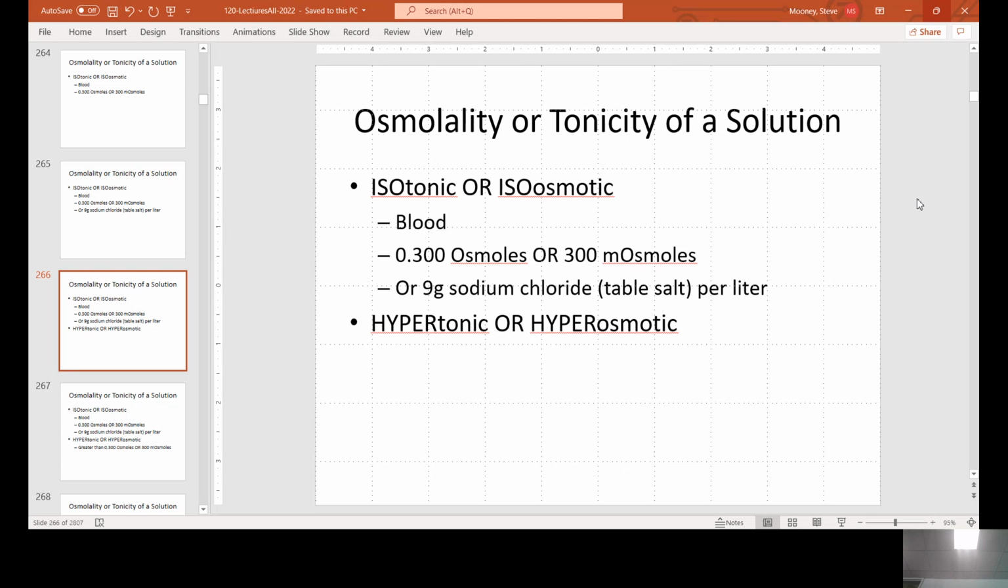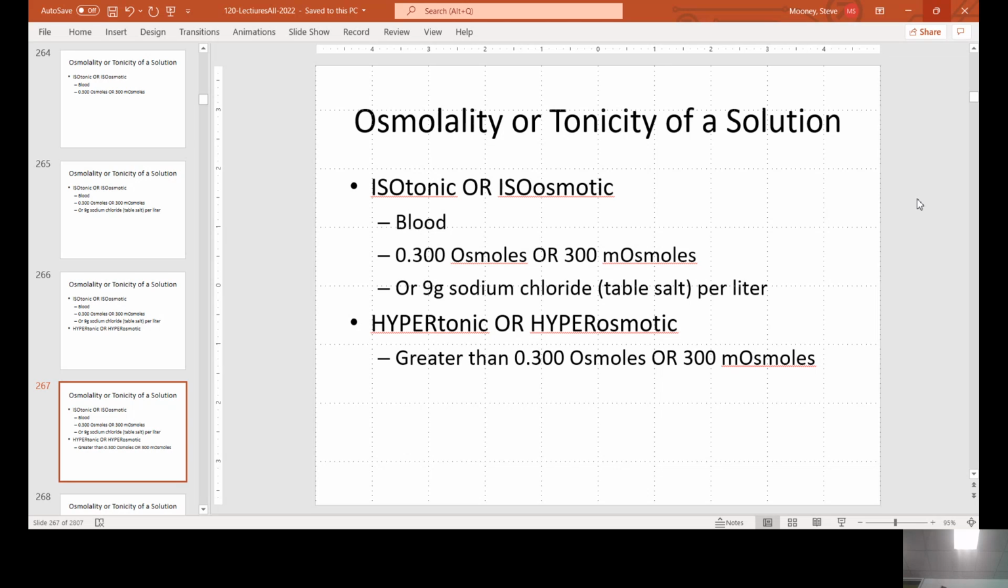Now, relative to blood, we can go more solute in the solution or less solute in the solution. We can think about hypertonic or hyperosmotic. Hyper meaning above. So in this case, you're going to have something greater than the isotonic amount. That could be a small difference. Or if you're dealing with that saline solution that we're giving to a cow, you might have something that might be 2 to 3 times higher than that. Might even be more than that.